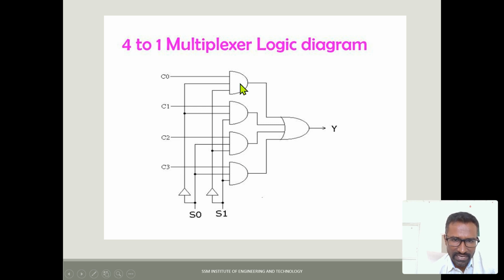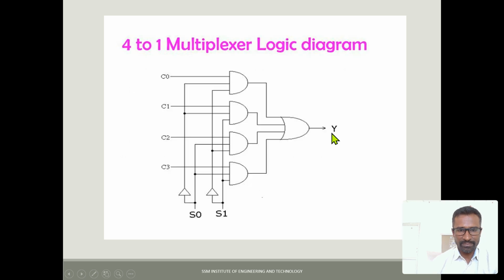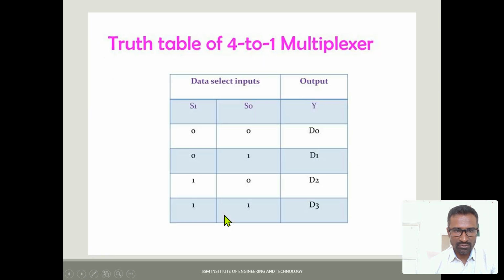Okay, so each AND gate has the corresponding input and the two selection lines, and likewise we can connect it for 4 AND gates, and the summation of the 4 AND gate outputs is connected to the OR gate, and we will get the output as Y. This is based on the selection lines, S0 and S1. I will show the truth table for the 4 to 1 MUX, based on which we can conclude the operation of the logic diagram.